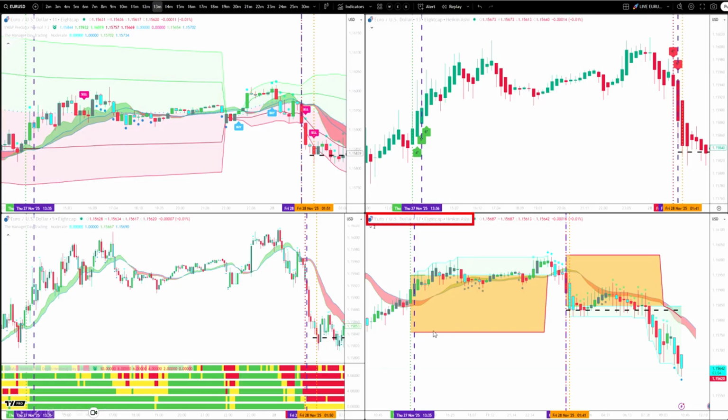First of all, remember with Confluence, and again look at the playlist for Confluence, it's about putting together non-correlated indicators on different time frames. It's that combination that works really well.